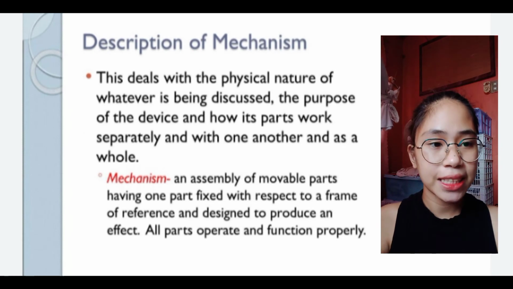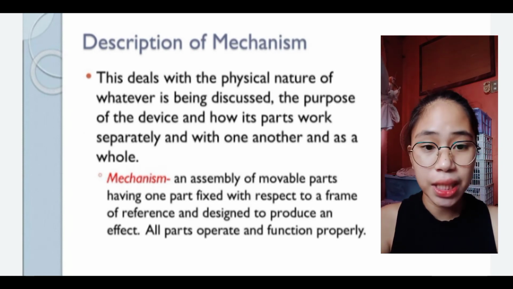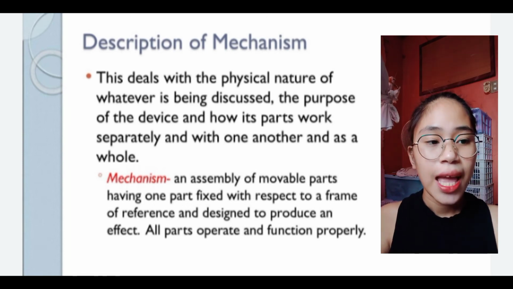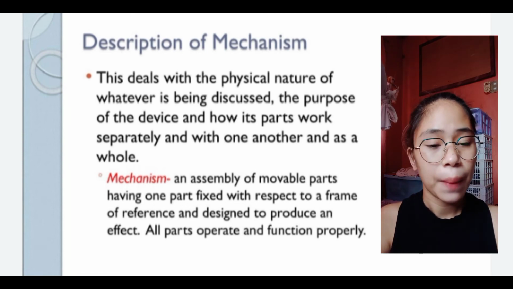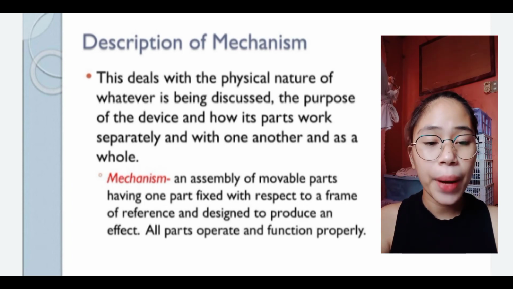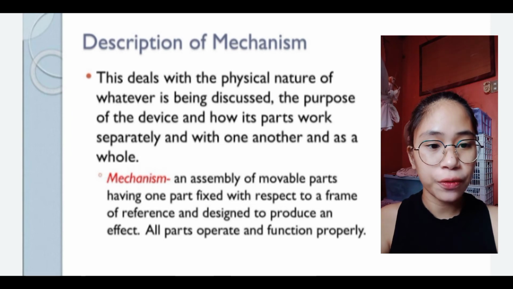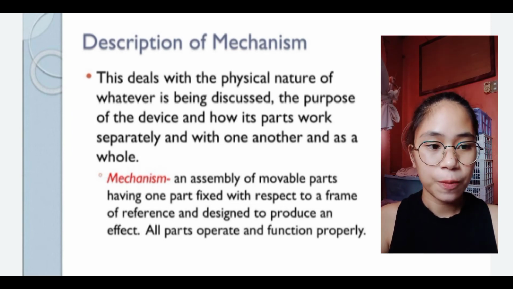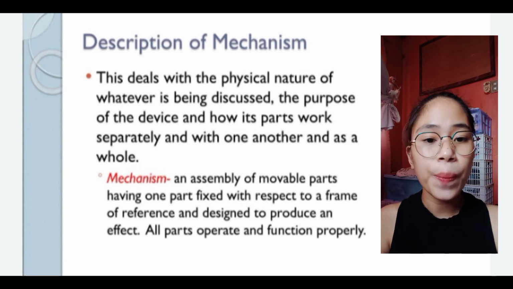Description of a mechanism deals with the physical nature of whatever is being discussed, the purpose of the device, and how its parts work separately, with one another, and as a whole. Mechanism: an assembly of movable parts having one part fixed, with respect to a frame of reference, and designed to produce an effect. All parts operate and function properly.